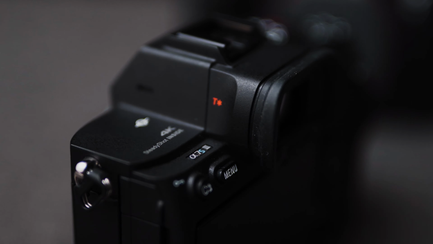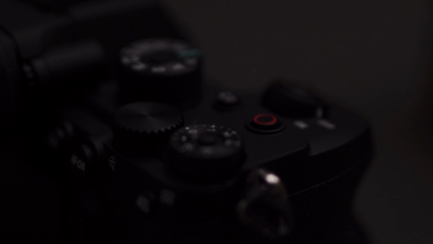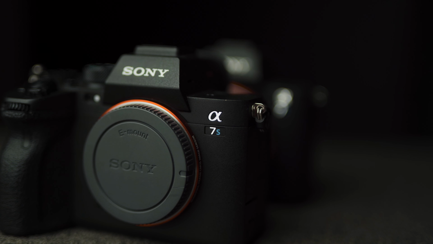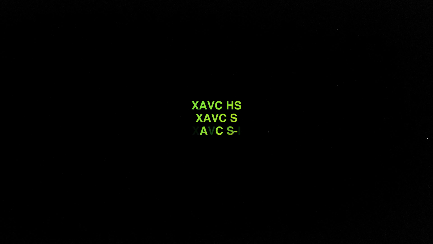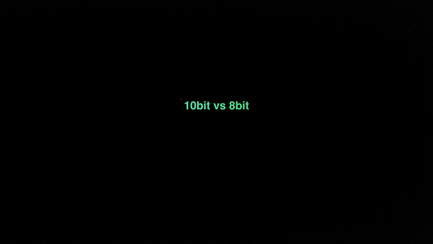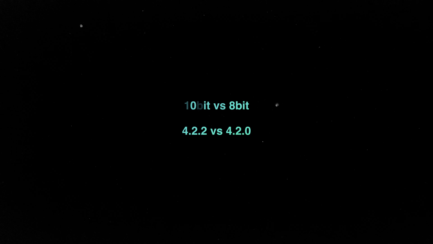The various options for recording media on the A7S III are probably the best improvements on this camera compared to its predecessor. There are 3 different flavors of Sony's XAVC codec with different quality settings within each option, such as 10-bit versus 8-bit and 422 versus 420.